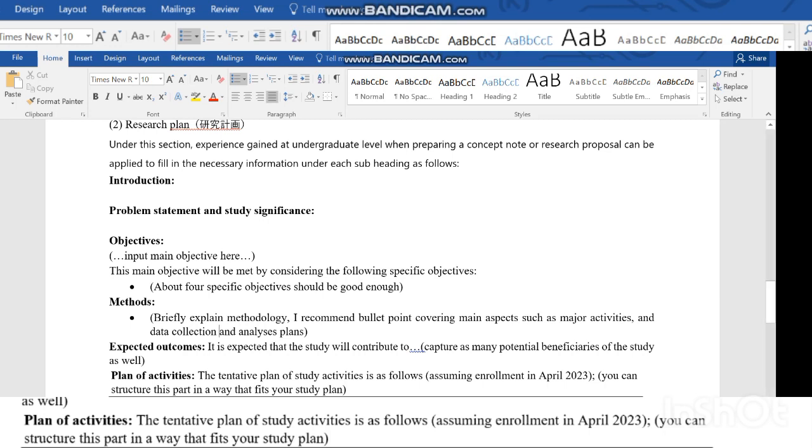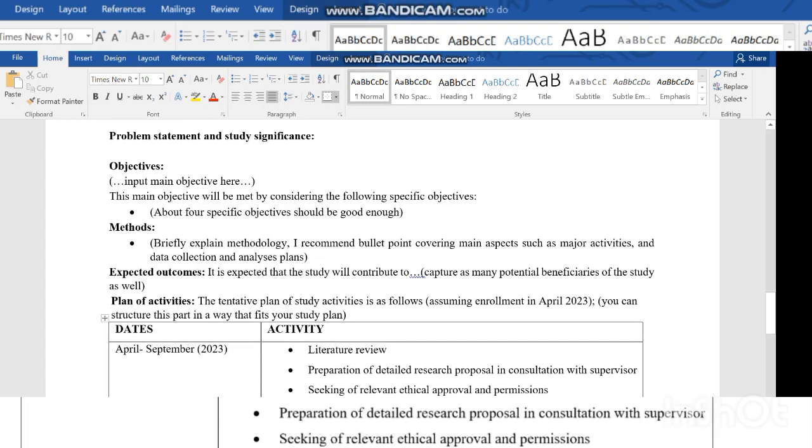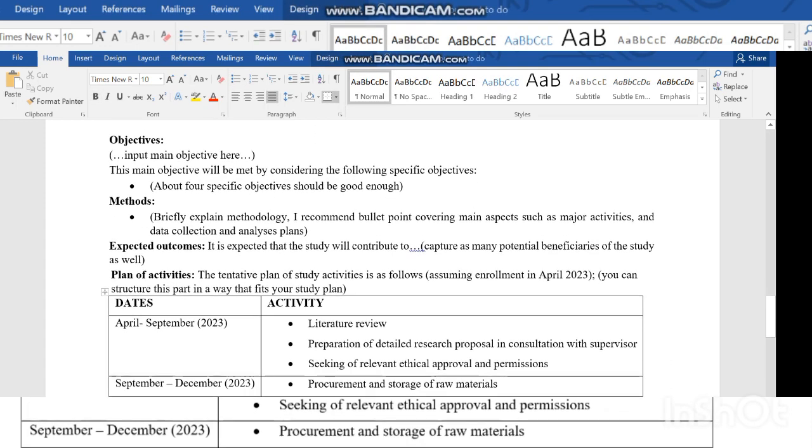Okay, then we have methods. Each of those specific objectives will help you briefly explain your methodology. Briefly explain the methodology, and I recommend bullet points covering main aspects such as major activities, data collection and analysis plans. You can just give brief statements.